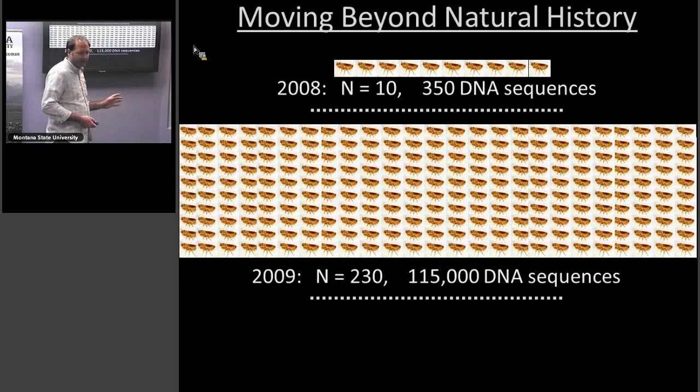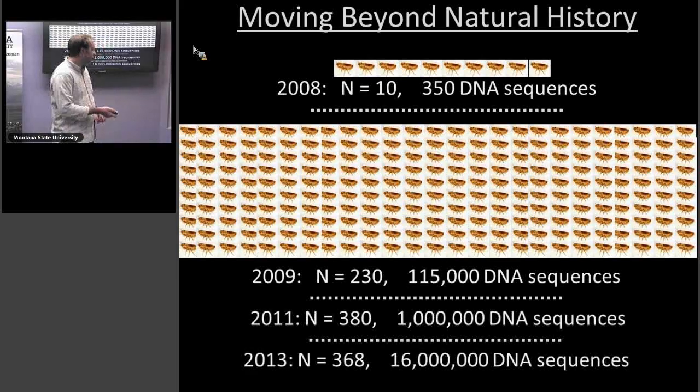And it kept getting better. In 2011, I had 386 samples and a million sequences. My last round, which came in a few months ago, was 368 samples and 16 million sequences. And so it's just been a real avalanche of data.